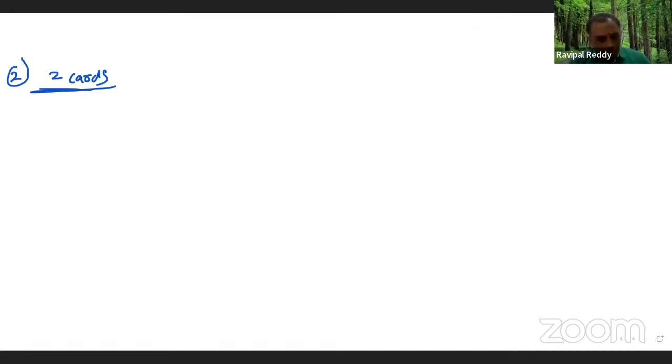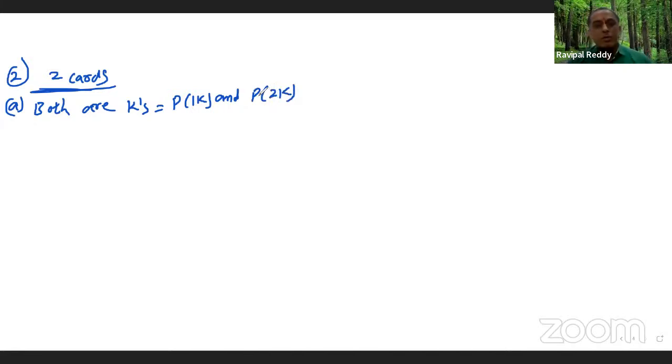Now write case A. Both are kings. Both are kings means first card king and the second card also king. Probability of first card king, and now we are using the word and, probability of second card also king.